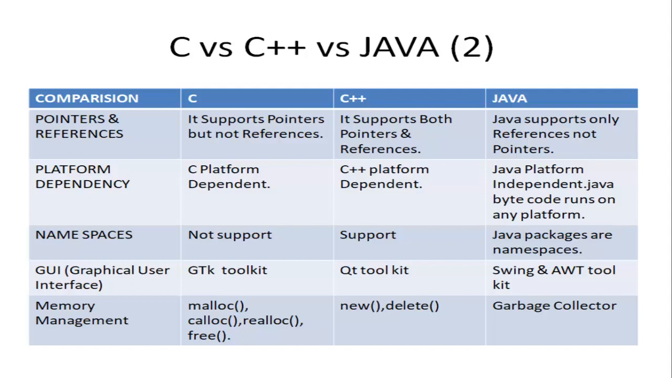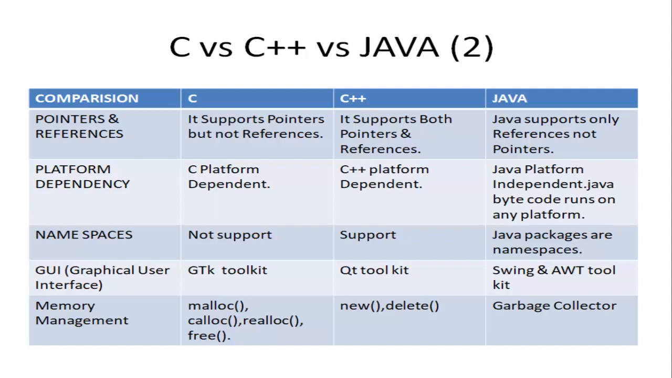GUI. GUI stands for Graphical User Interface. This is a user interface that includes graphical elements such as windows, icons and buttons. There is no native GUI in C. GTK is a popular GUI toolkit that works in C for creating GUI interfaces. C++ uses Qt tools for making GUI applications. Swing and AWT are the Graphical User Interface toolkits used in Java.